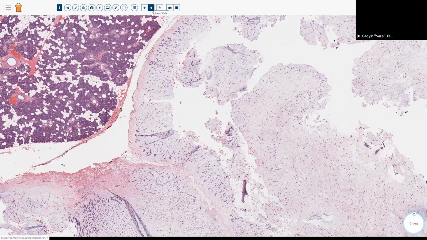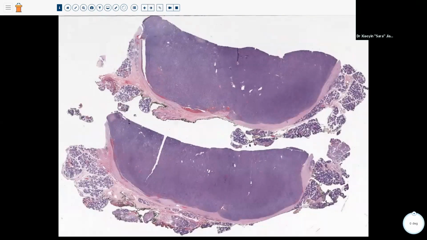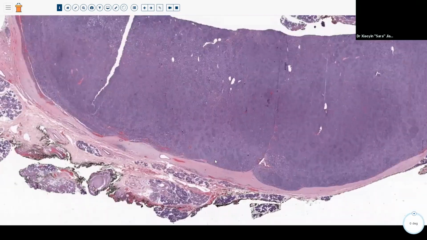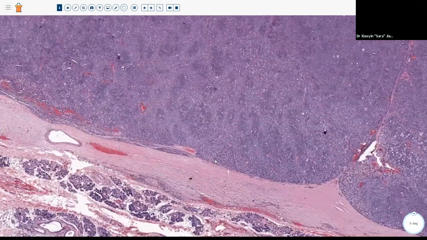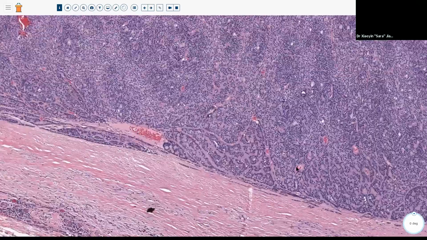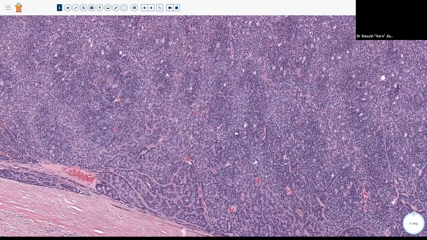All right, so let's move on to the next case. All right, so back to our basics. Is it well circumscribed or not? And I would argue that it is, in fact, very well circumscribed with a relatively thick capsule. And even from this low power, we can tell that it's a very blue tumor. And so let's take a closer look and see that this is a very basaloid neoplasm.